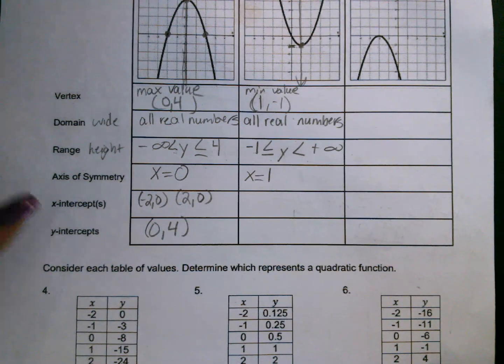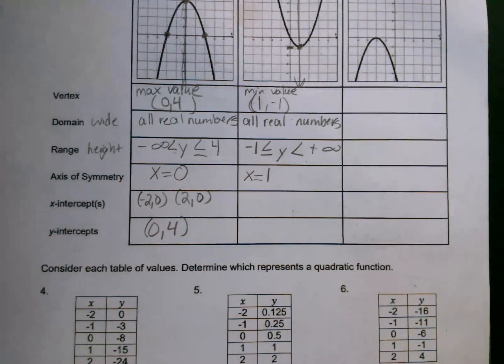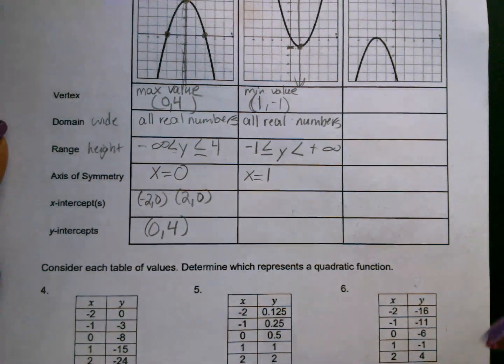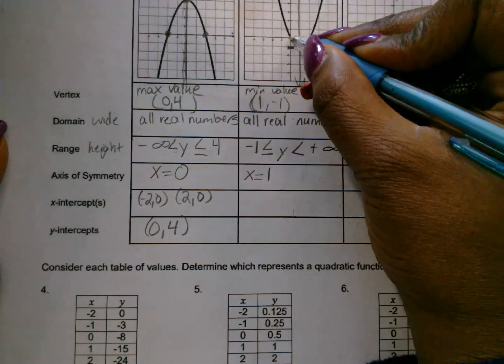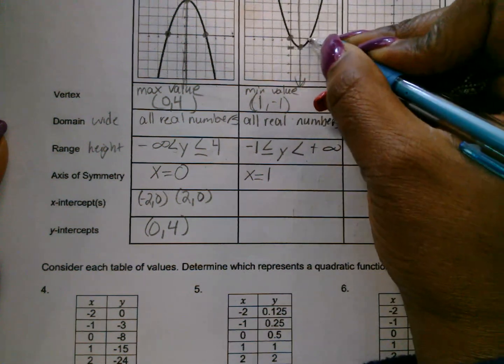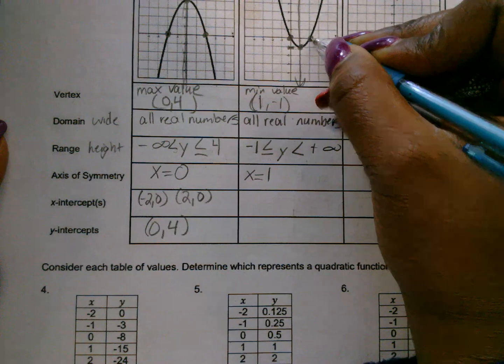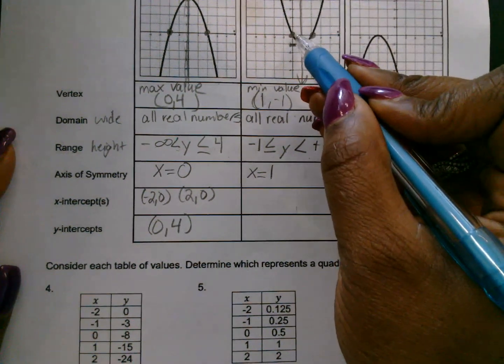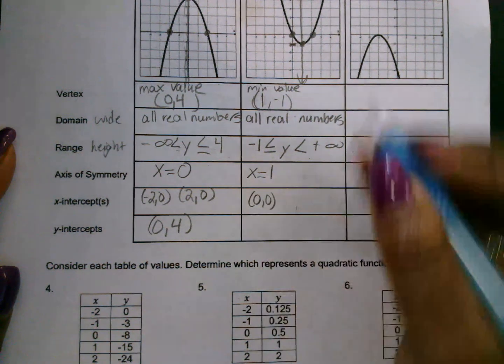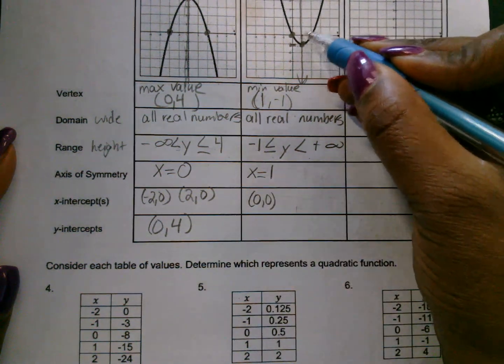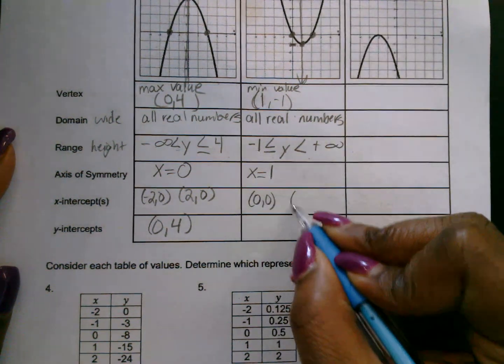The x-intercepts are where the parabola crosses the x-axis. This is the x-axis. The parabola crosses the x-axis here, and it crosses the x-axis here. This point is (0, 0). And this point is (1, 2, 0).